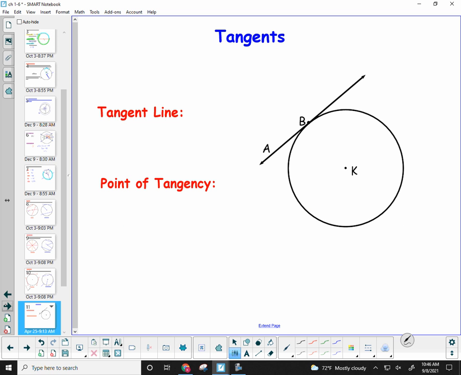So in this figure here, my tangent line is named AB. And point B is referred to as the point of tangency. Yes, you're good. So point B is called the point of tangency, that point where the line and the circle intersect.